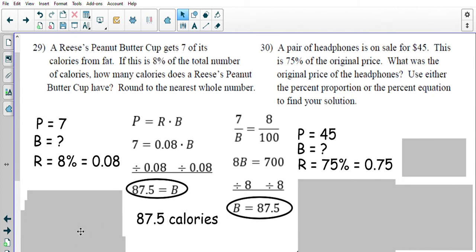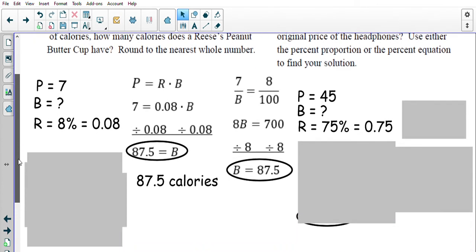So for this one, part again is 45 since we're trying to find the base, the total price before the sale, so the original price. And P is the part you're going to pay, because that's going to be the sale price. R is definitely 75% or 0.75. So let's show you both methods.